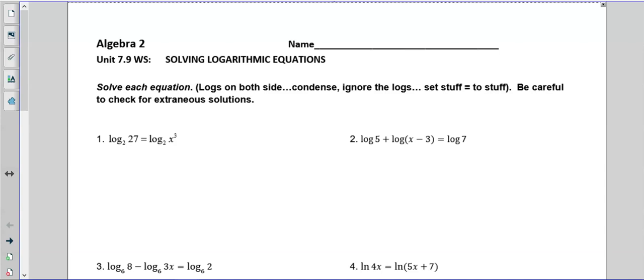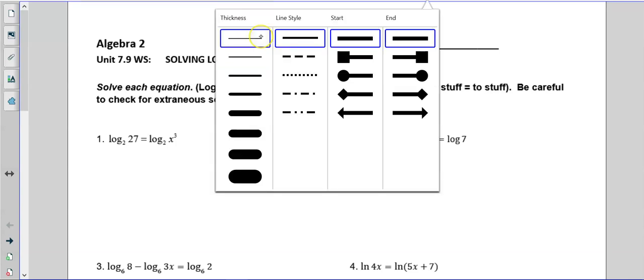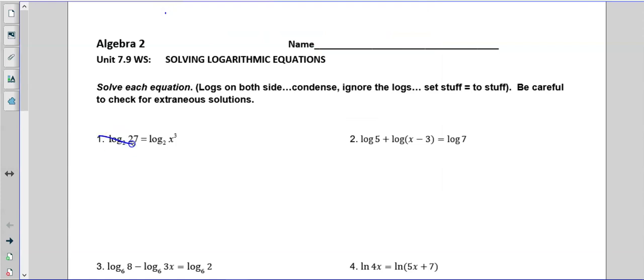Okay, now logs on both sides. So on number one, if the logs are on both sides, you're already ready to go. There's nothing to simplify. You literally just say bye bye log. So you have 27 equals x cubed. We cube root both sides, and we get x equals 3.